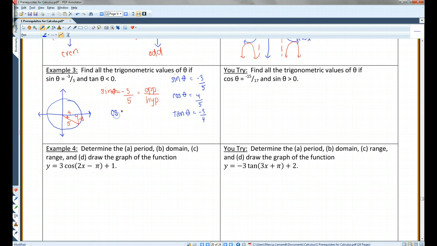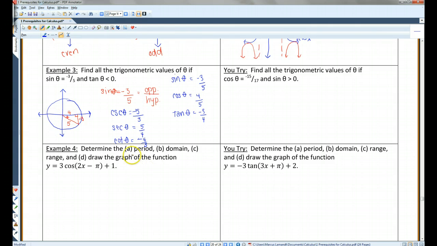Cosecant is negative 5 over 3. Secant is 5 over 4. Cotangent is negative 4 over 3. It doesn't really matter where the negative is.